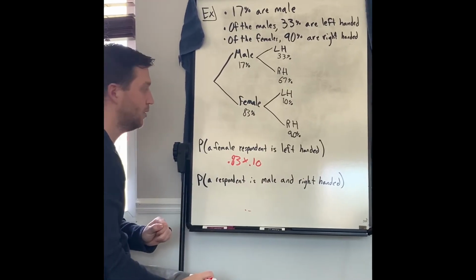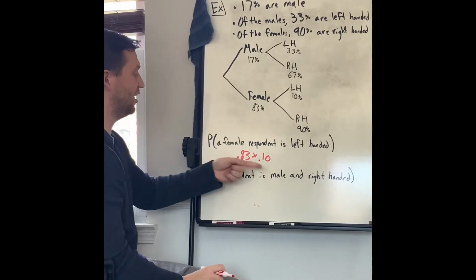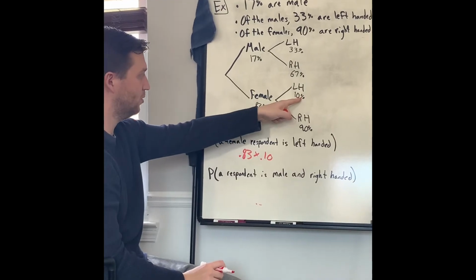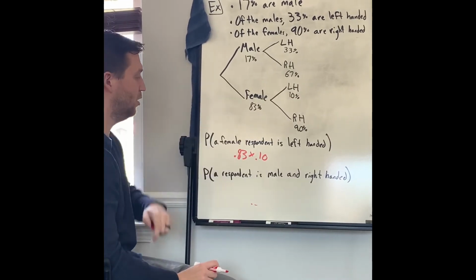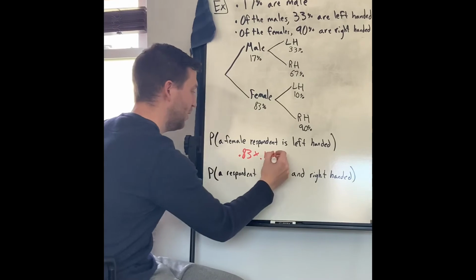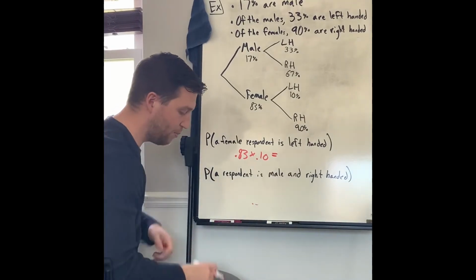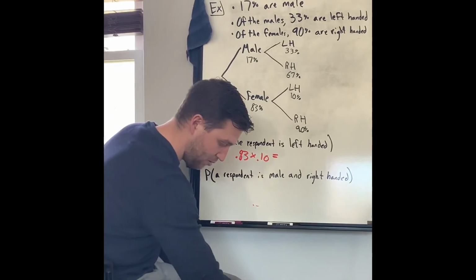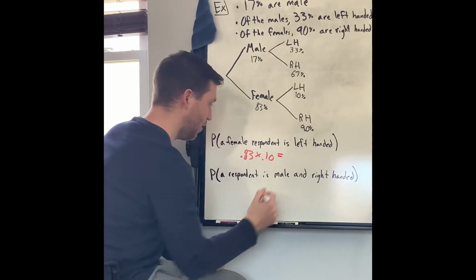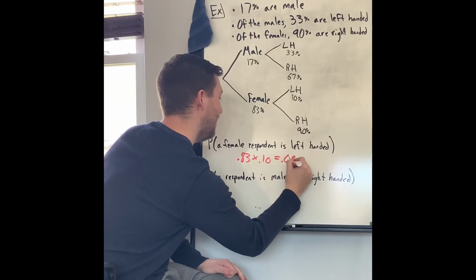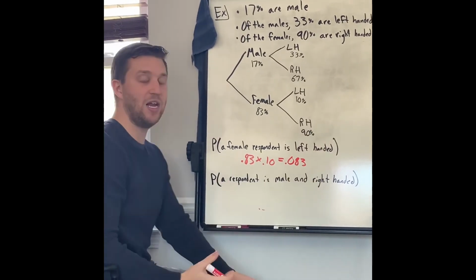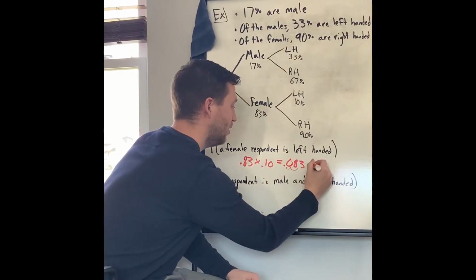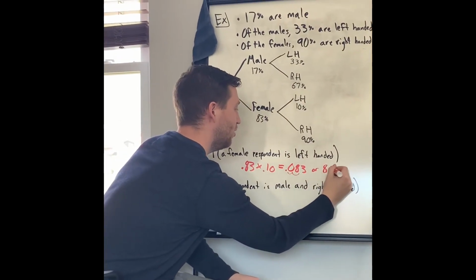All right. 83% as a decimal, we'll just move it back twice, it'd be 0.83. 10% as a decimal, move it back twice, it'd be 0.10. When we multiply those together, that gives us about 0.083. We usually want to write it as a percent. Right now it's a decimal, so we would move the decimal twice this way. That would be 8.3%.